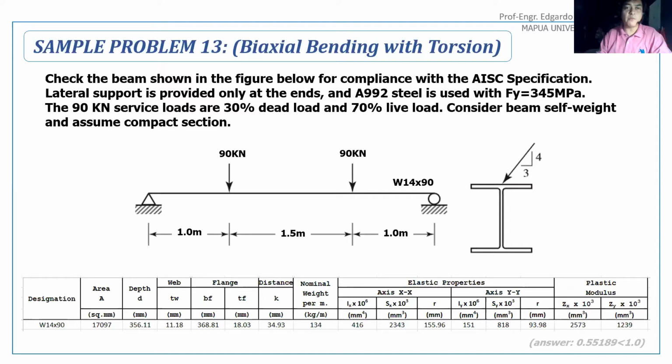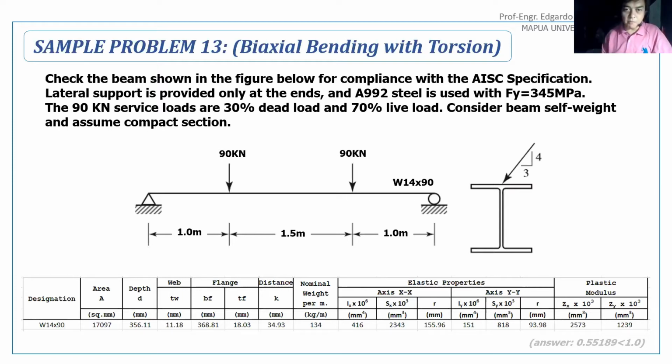Lateral support is provided only at the ends of the simple beam, at the ends only. The steel used is A992 with Fy of 345 megapascal. The 90 kilonewton service loads are 30% dead load and 70% live load. Considering beam self-weight and assuming a compact section, we're asked to check for the adequacy of the beam.